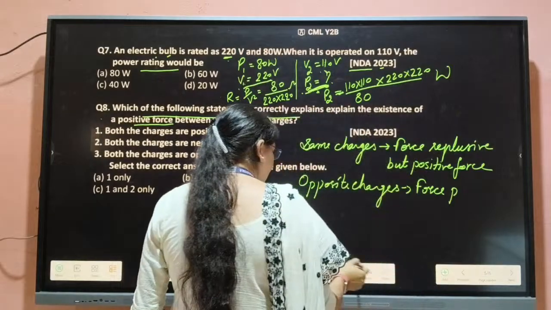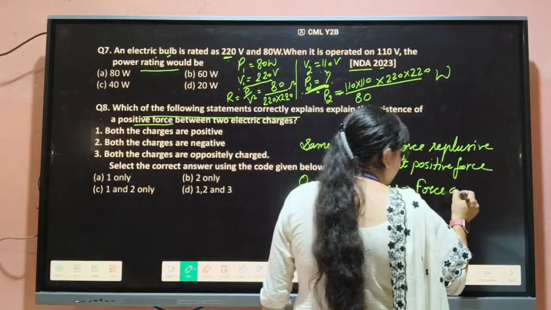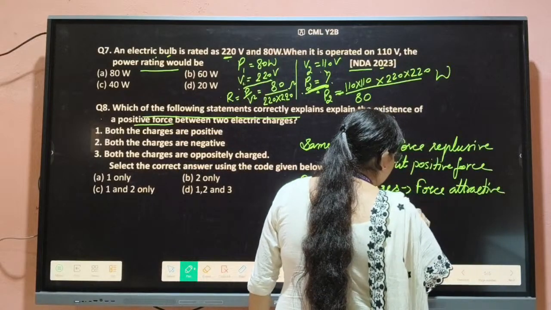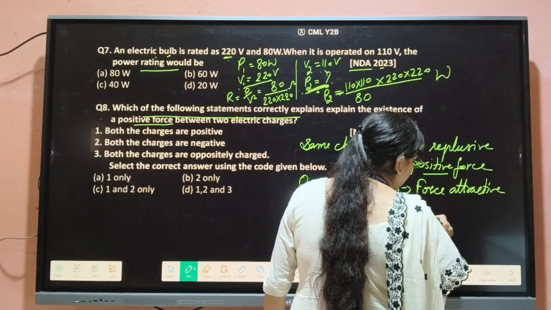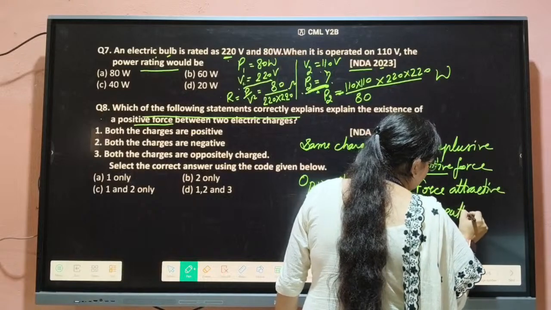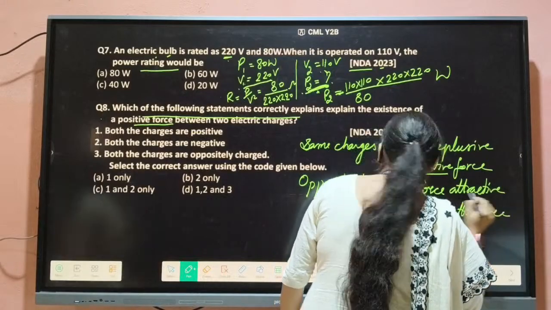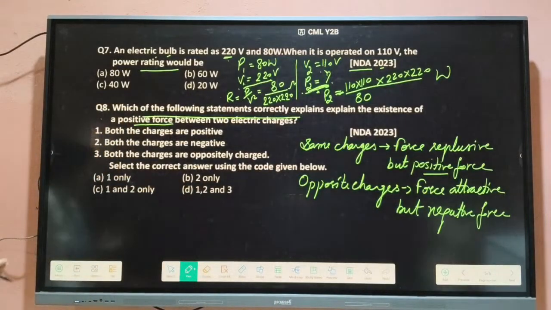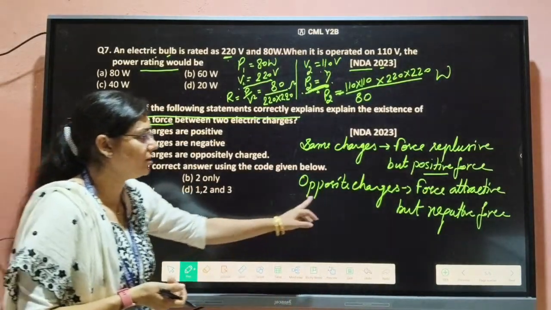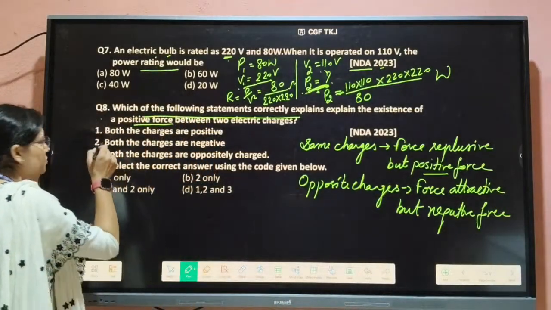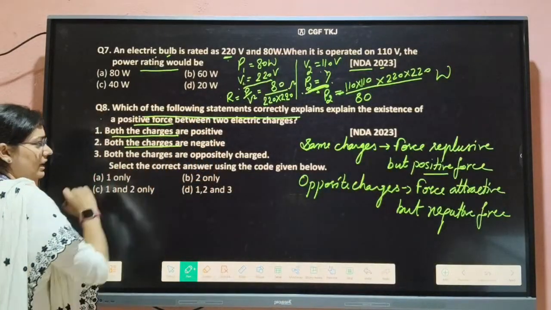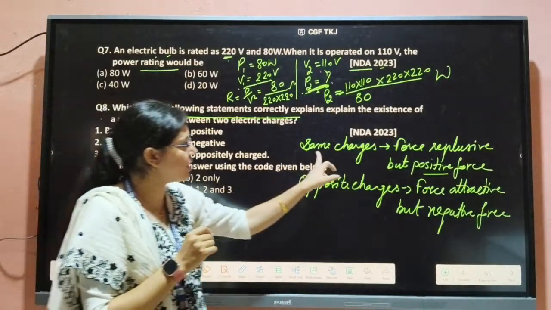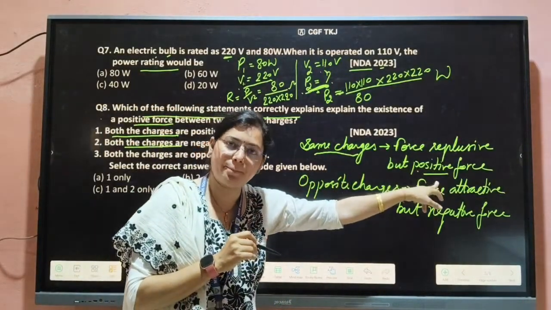Attractive. Okay, that will be attractive force. Force will be attractive, but it will be negative force. Okay, because positive negative, negative positive, it will be your negative. So check your options, both are positive, both are negative, both same charges are there in both options. For same charges, then force will be positive.